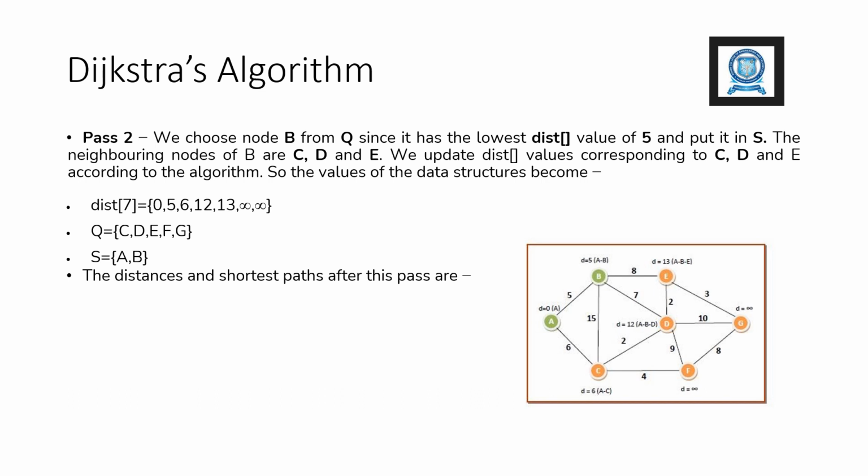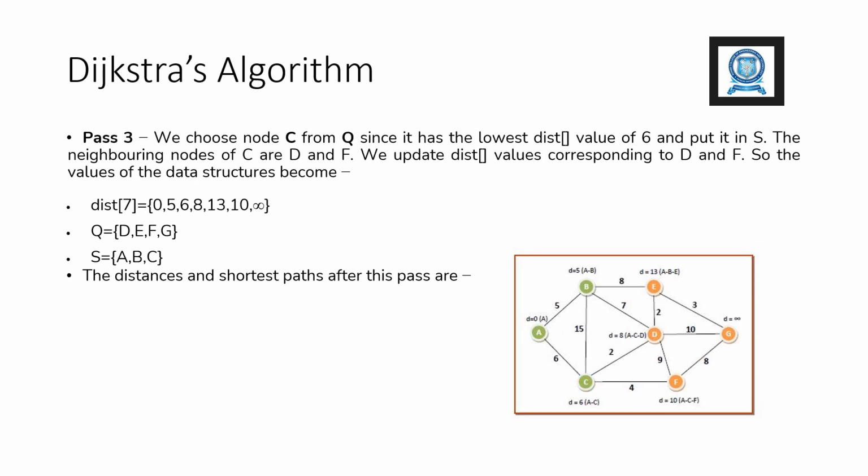In pass 2, we choose node B from Q since it has the lowest dist value of 5 and put it in S. The neighboring nodes of B are C, D and E. We update dist values corresponding to C, D and E according to the algorithm. So the values of the data structures become dist of S is equal to 0, 5, 6, 12, 13, infinity, infinity. Q is equal to C, D, E, F, G. S is equal to A, B. The distances and shortest path after this pass are shown in the diagram.